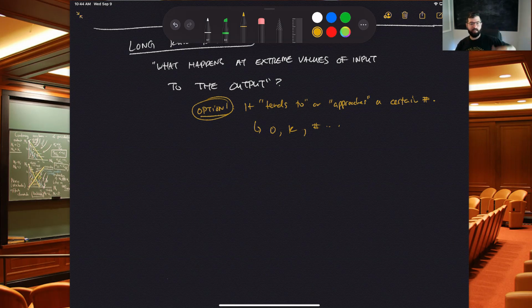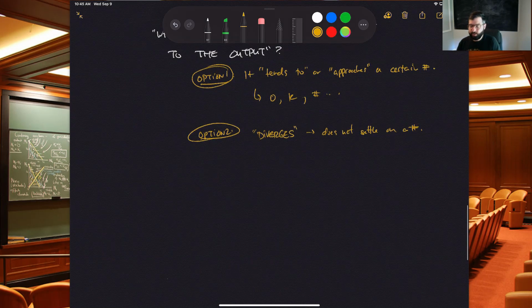Let's let it sit in the cup for days or weeks or even years. But we're even talking about longer term than that. We're talking about the shape of the graph. We're talking about huge values of the input. And then option 2 is what we call it diverges, which means it does not settle on a number. And there's two ways that can happen. One way is that it blasts off to infinity.